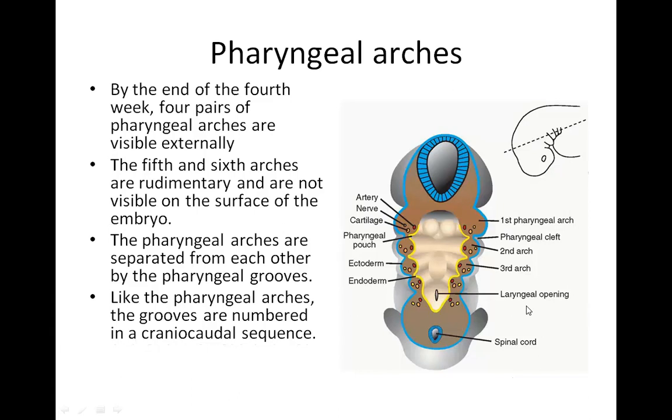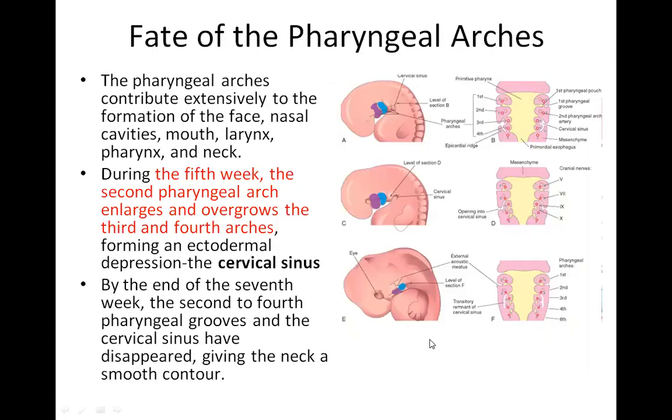So by the end of the 4th week, the 4 pairs of arches are visible externally, and the 5th and the 6th arch are rudimentary and are not visible on the surface of the embryo. The pharyngeal arches are separated by these grooves. They are known as pharyngeal grooves or the tremas. And like the pharyngeal arches, the grooves are also numbered in craniocaudal sequence as first, second, third, and fourth.